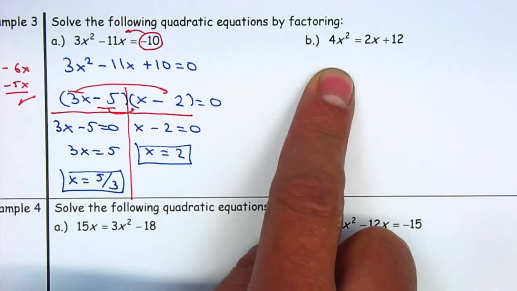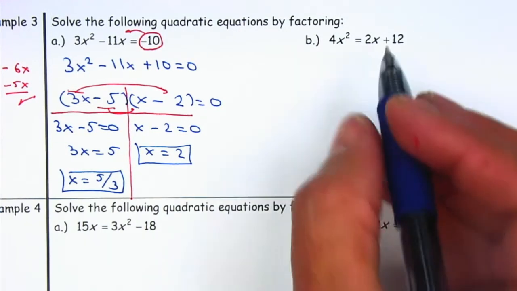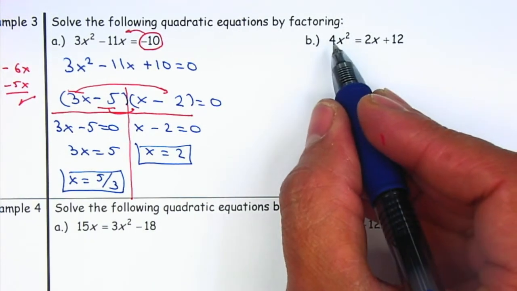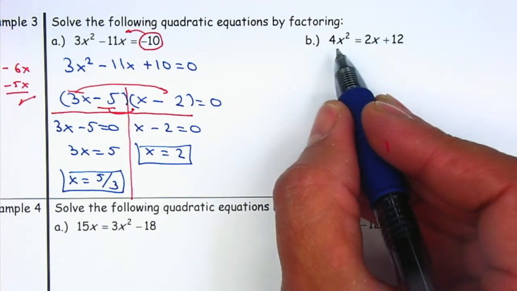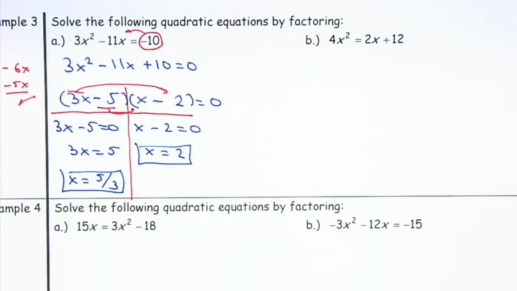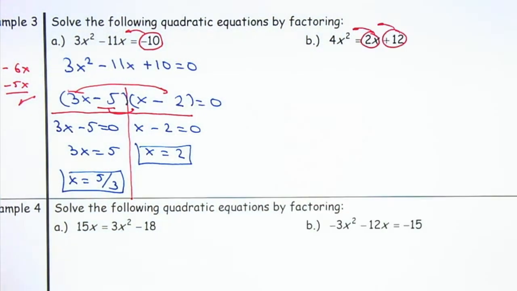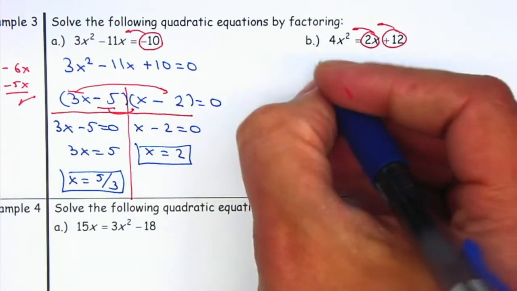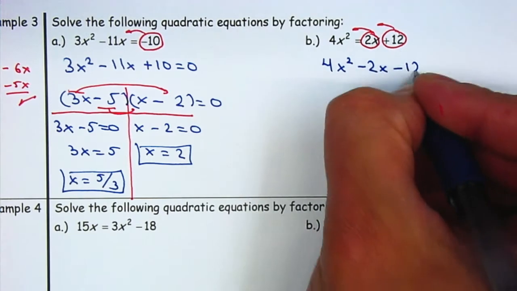Let's go and try letter B. Now be careful. Ideally, when you're moving things left and right, some of you say the 4x squared will be easier, just to move one item to the right. But we want to keep the x squared positive. So because of that, I'm going to move my 2x to the left-hand side and my 12 to the left-hand side to make it equal to 0. I have 4x squared, that becomes a negative 2x, that becomes a negative 12, equal to 0.